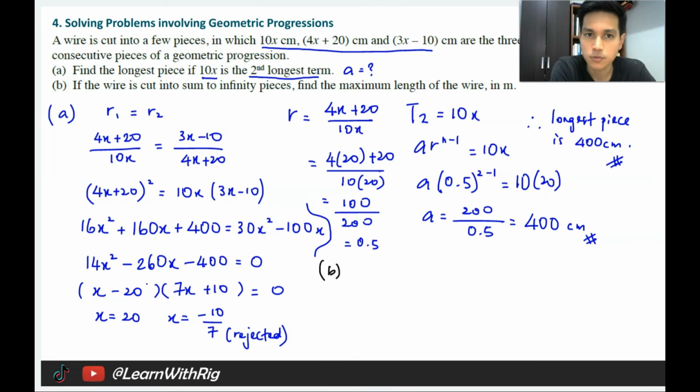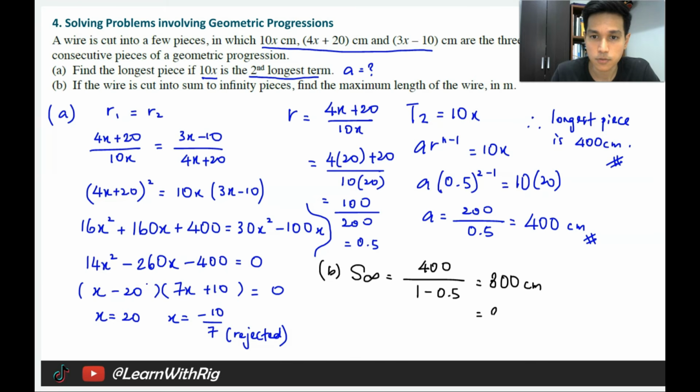If the wire is cut into sum of infinity pieces, find the maximum length of the wire in meter. So now they are just saying sum of infinity. So you just have to substitute into the sum of infinity formula. So A is equals to 400 divided by 1 minus R. R is 0.5. So 1 minus 0.5 is also 0.5. So you get 800 cm. Since they want in meters, so this is equivalent to 8 meters.